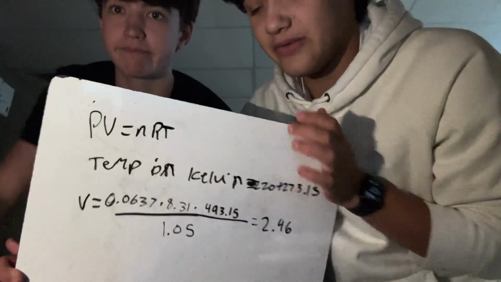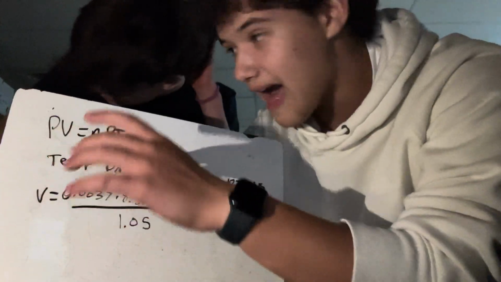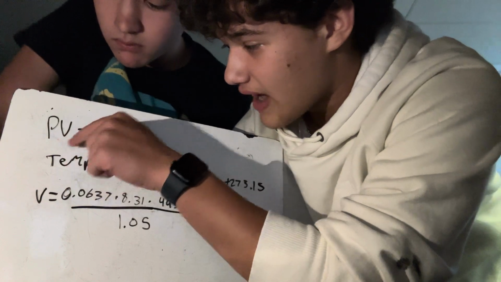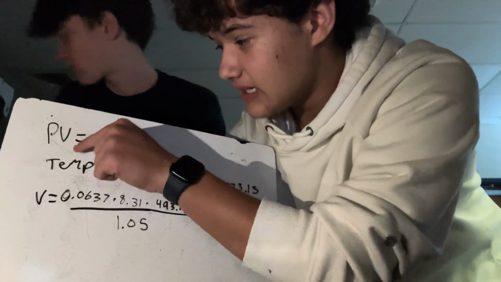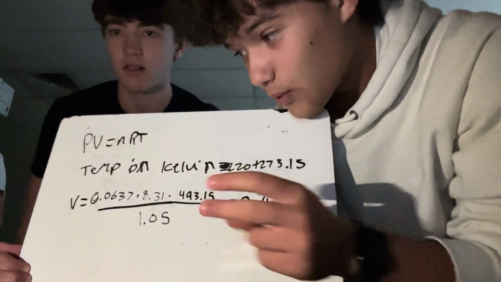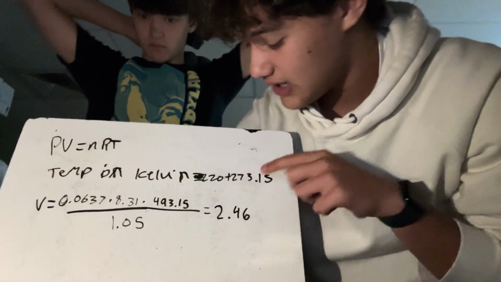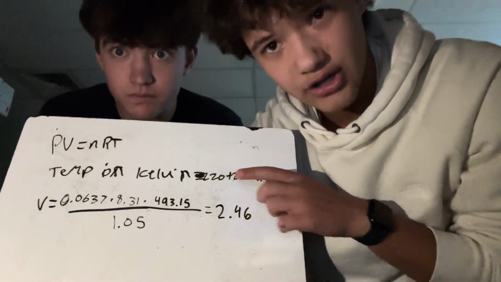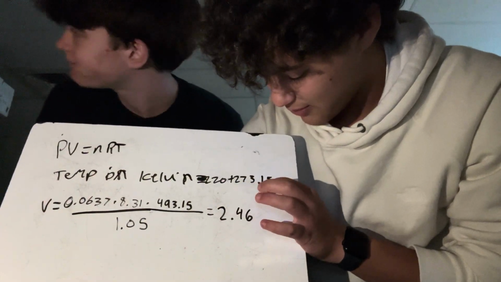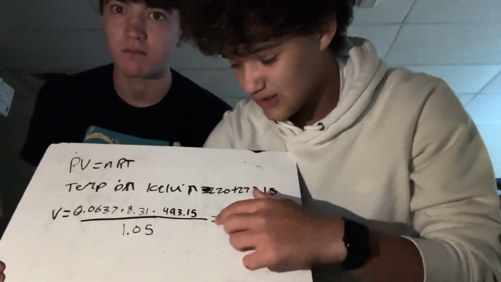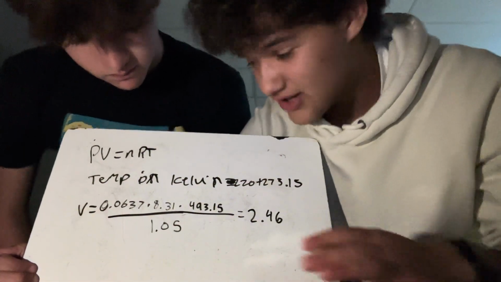Remember, it's Kelvin. So if we're trying to find just V, you use a little algebra, and you just divide both sides by P. So the equation we're using is V equals nRT divided by P. Okay, that's important. The second thing we have to do is convert our Celsius into Kelvin. To do that, also on your pink sheet, it's 220 plus 273.15. So that's gonna equal 493.15. And then you just input all the numbers into the equation.